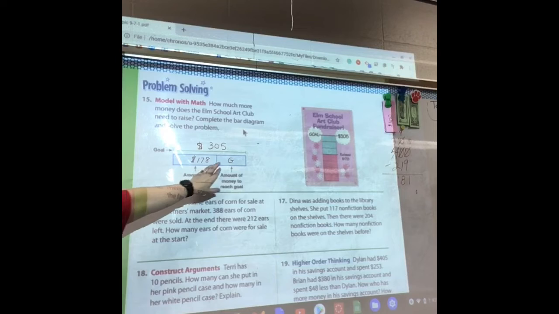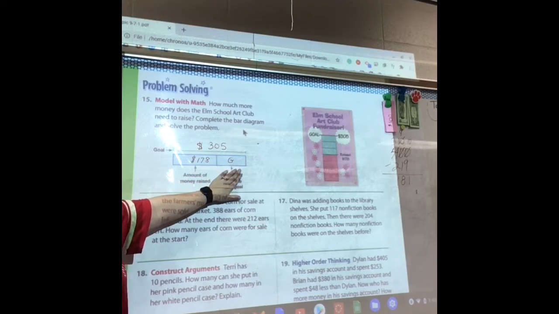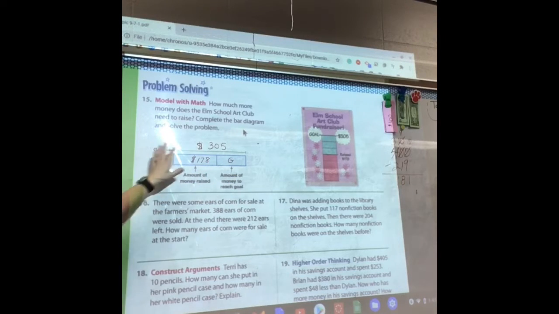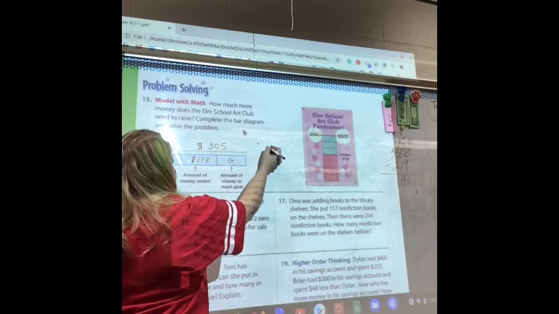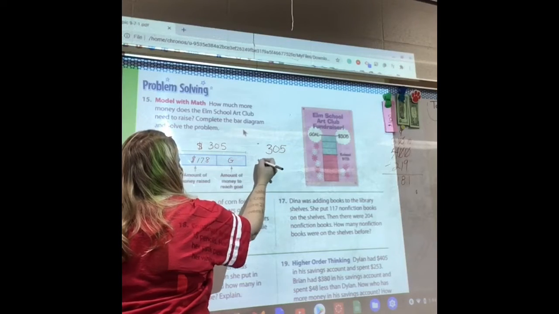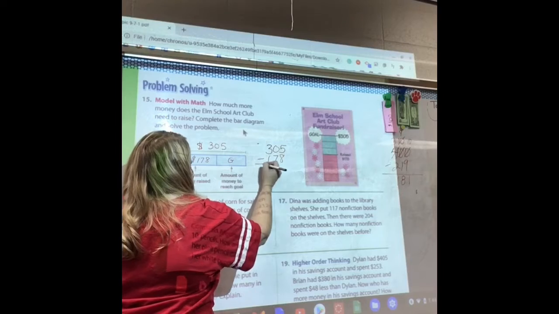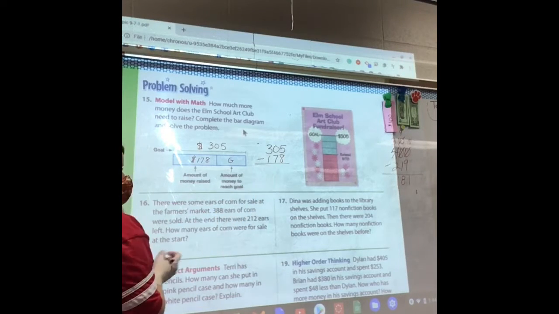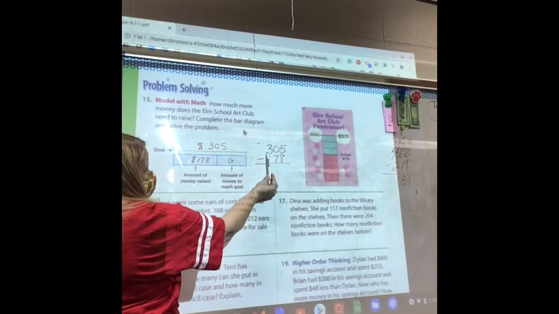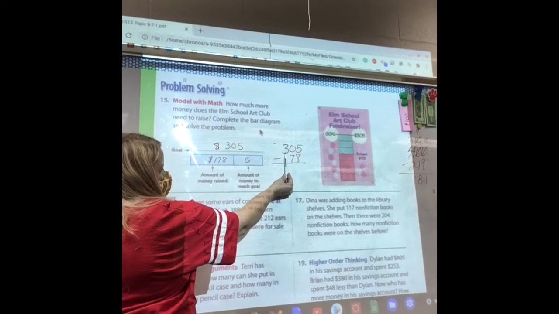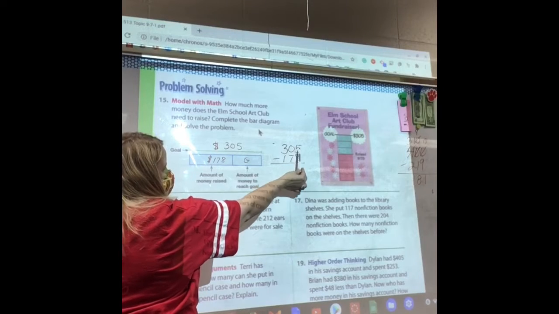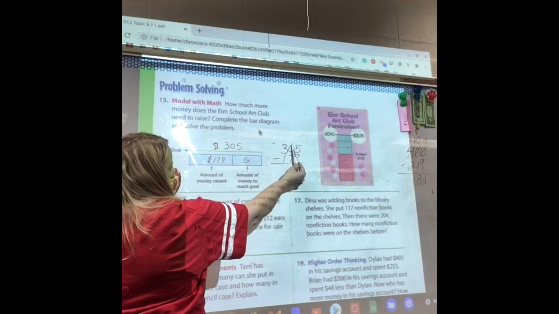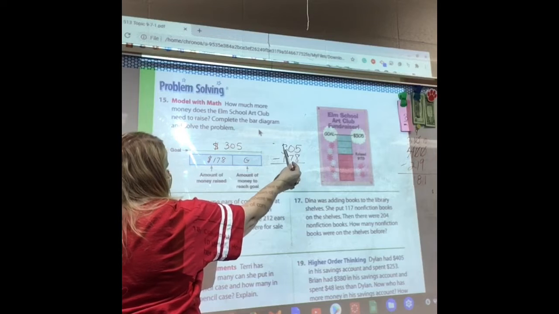So how are we going to find what this variable's value is? We already got a big number up here. We got a big total. Lindy? 305 minus 178. Right. 305 minus 178. Okay. Can we do this? No. So how many hundreds do we got up here? 3. How many ones do we got? 5. Okay. Can we go next to our tens to help? No. We got to keep going.